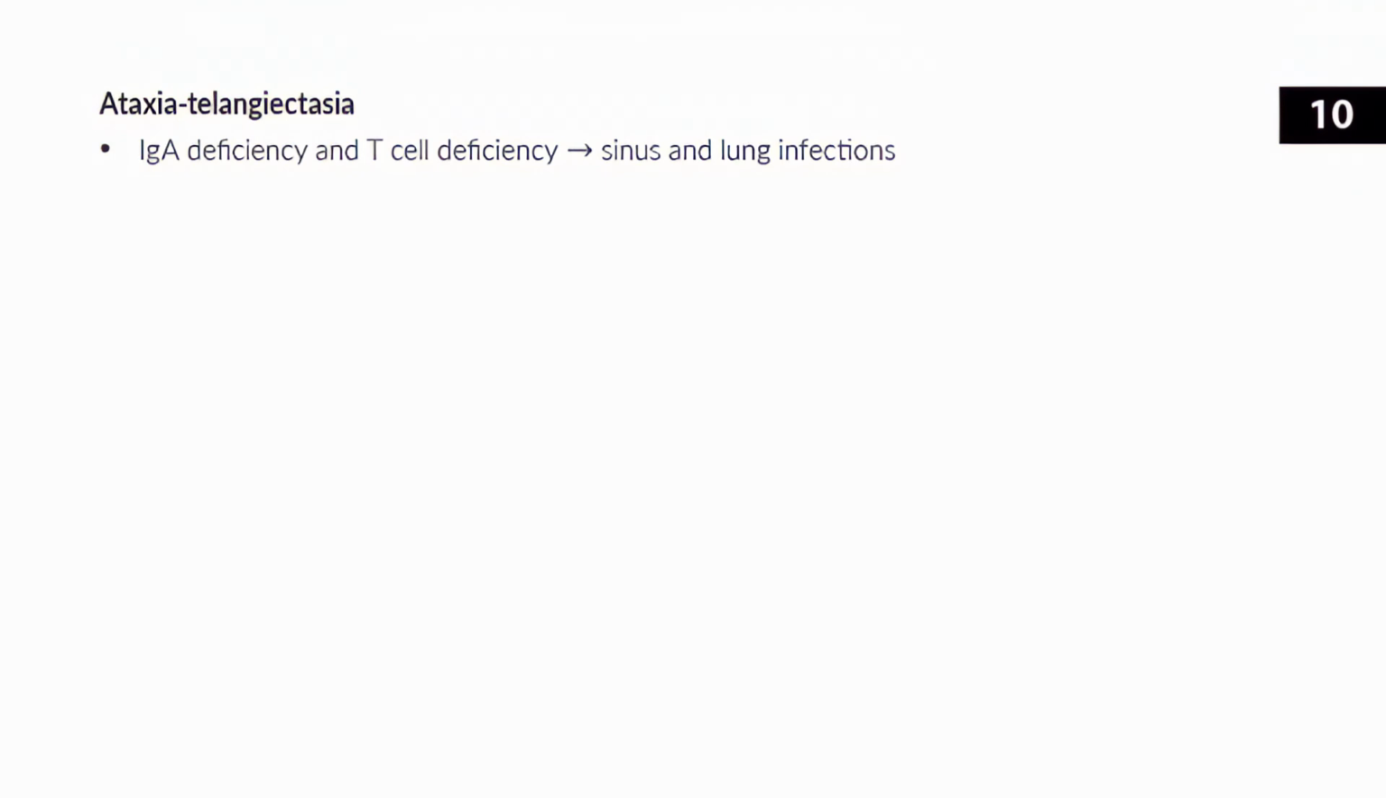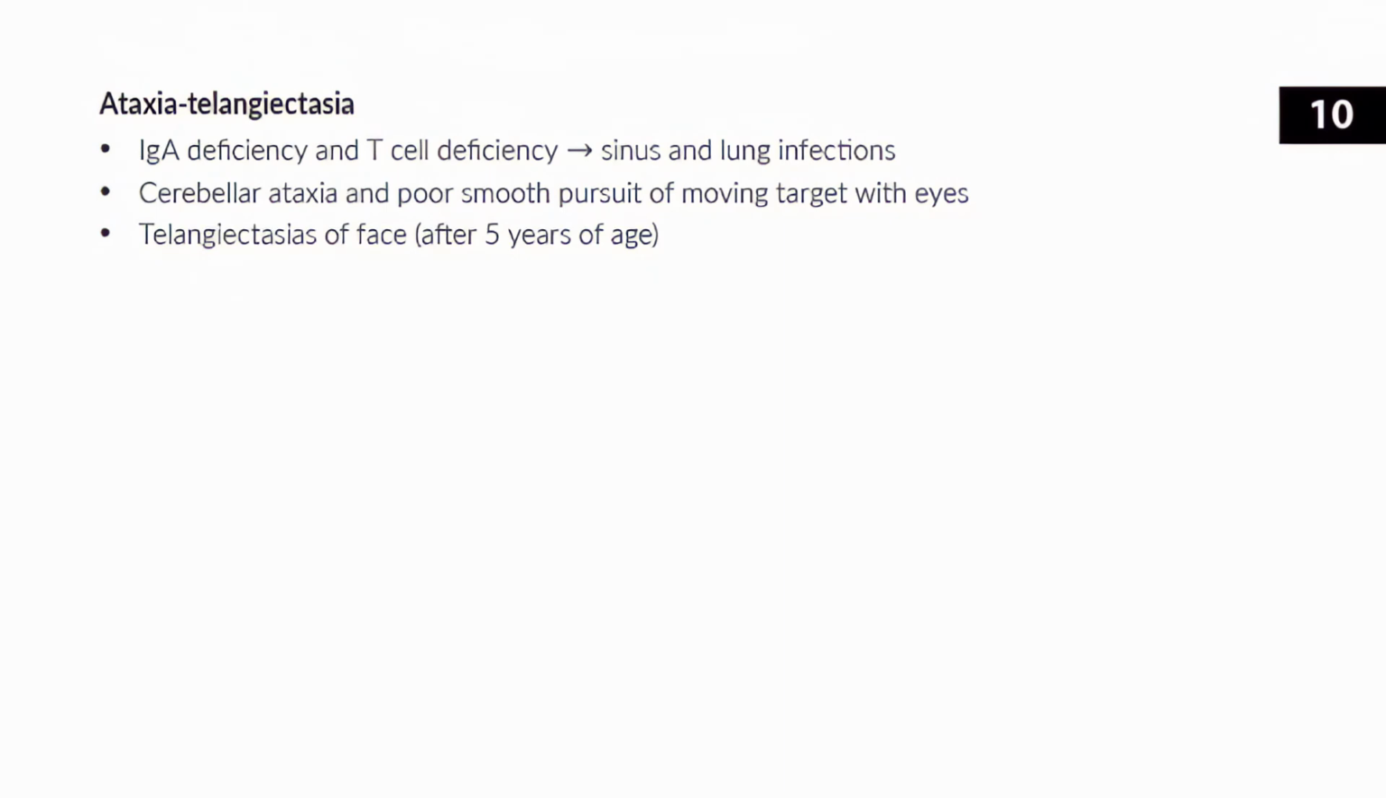This is called ataxia telangiectasia because these patients exhibit cerebellar ataxia. They also have poor smooth pursuit of moving targets with their eyes. If there is an object moving across the visual field, the patient will have a hard time following it with their eyes, and that's called poor smooth pursuit. These patients also have telangiectasias, specifically on the face, but not until after the age of 5.